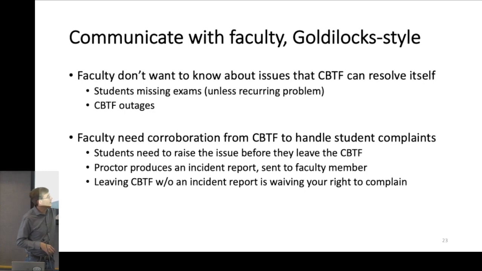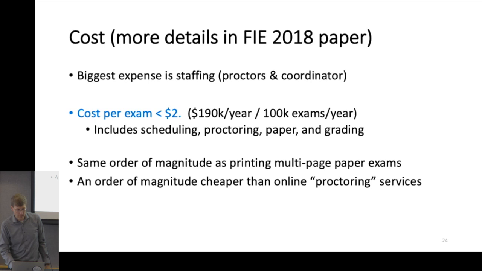So we produce an incident report: the proctor writes down what they think happened, the student writes down what they think happened, and that gets sent to the faculty member. So at least the faculty member can decide what to do with that information. Maybe just say, oh, okay, you can have another chance taking the exam or something. So that works pretty well.